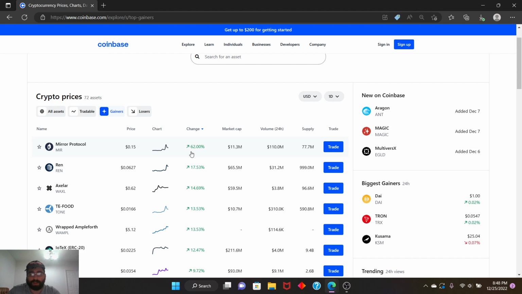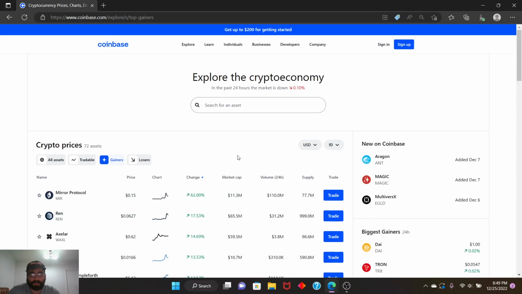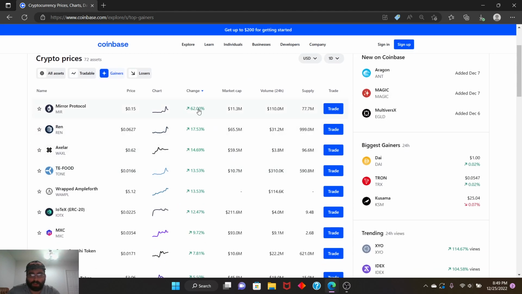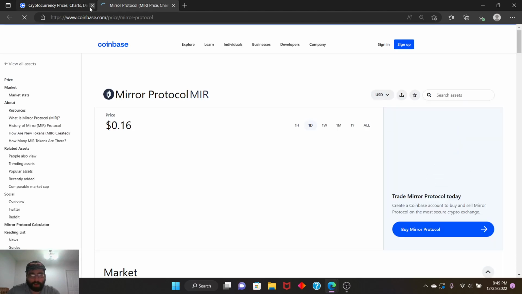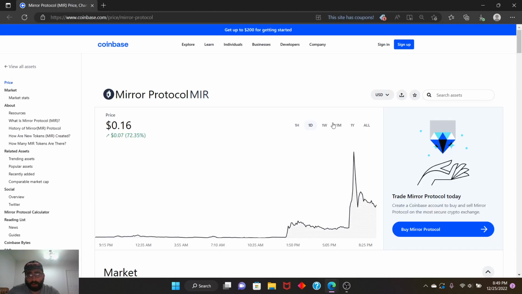What a crypto, right? This is obviously way higher than other crypto here that's barely growing. 17, 14, 13. They're not doing spectacular, but this coin, it is. So the market is down 0.10. What is that, man? 0.10%. Well, this is up 62%. It's defying the odds. Well, the market is down, right? It's beating every other coin in growth wise.